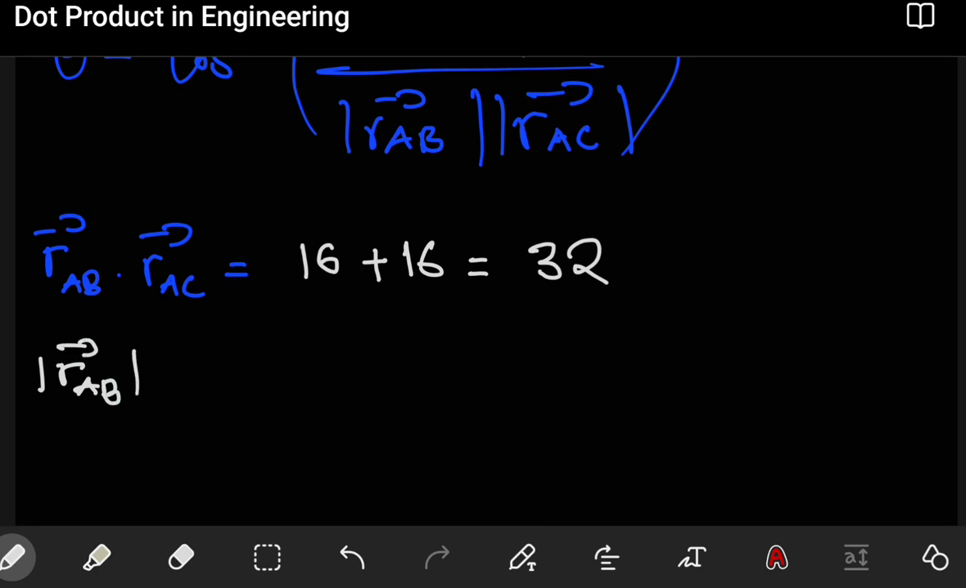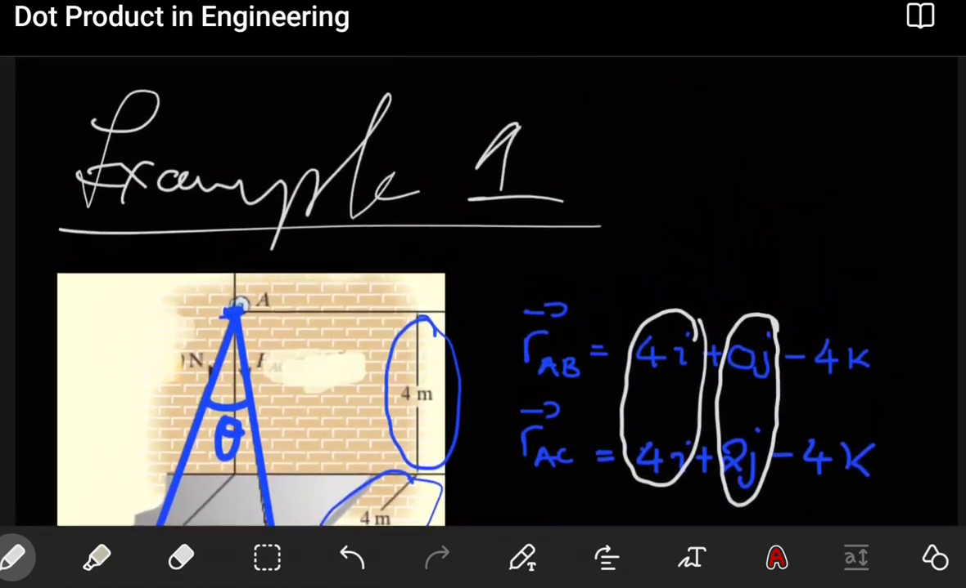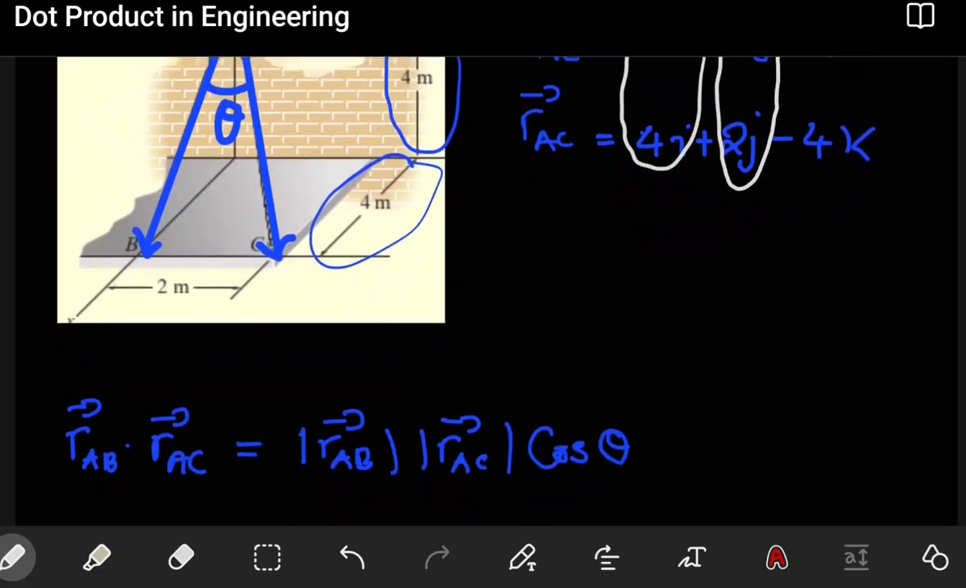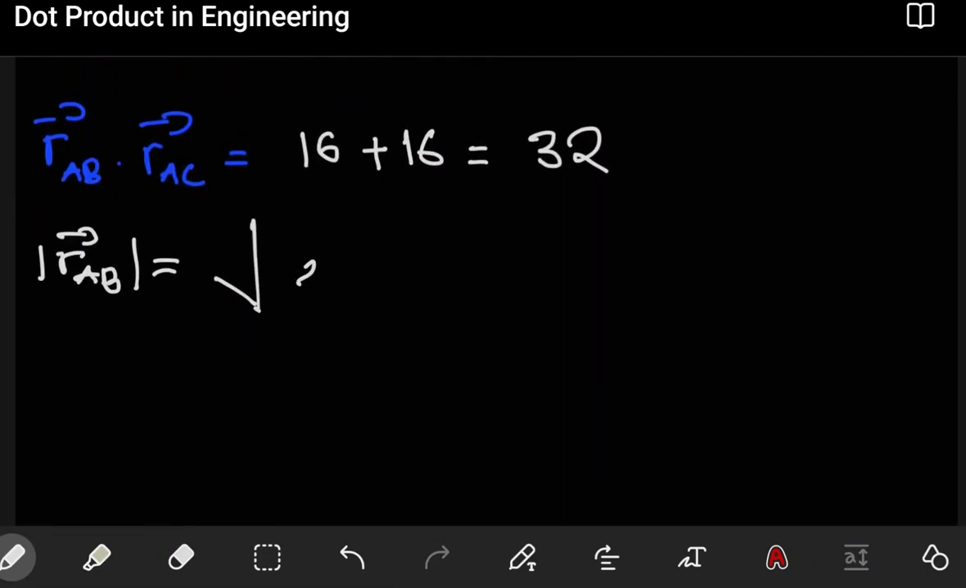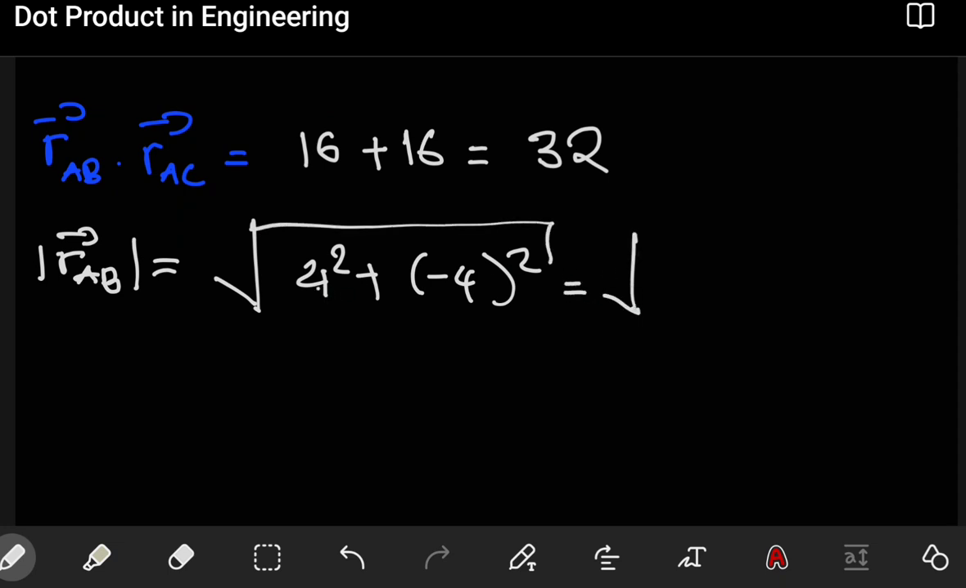RAB, what will be the magnitude here? Well, the magnitude, just like before, is the square root of the x component squared plus the y component squared plus the z component squared. So for RAB, the x component is 4, the y component is 0, the z component is negative 4. So we're going to have 4 squared, 0 squared, which is 0, then negative 4 squared. In the end, this is the square root of 16 plus 16, which is 32. So the square root of 32.